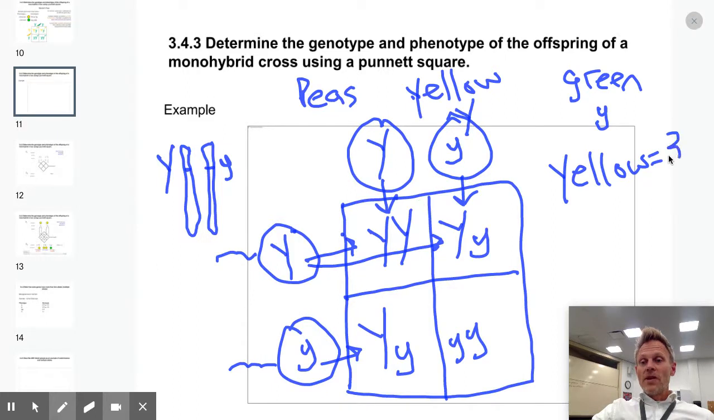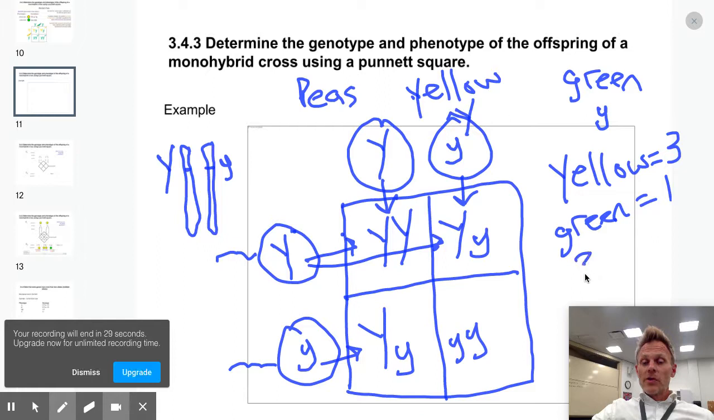So the phenotype, how it looks, there'll be 3 yellow peas, and the chances of having a green one is only that one situation where you have 2 recessive alleles. So the ratio is 3 yellow to 1 green. And that's how we do these phenotypic ratios.